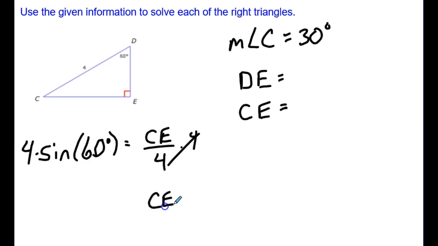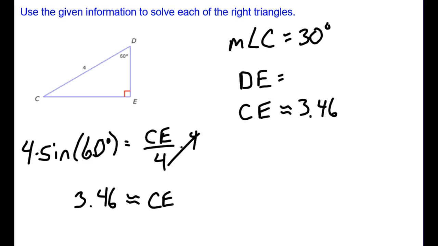So we get CE is equal to, now you want to make sure if you're using your calculator that it's in degree mode, and if you type in 4 times the sine of 60 degrees, you get approximately 3.46. Normally we round to 2 decimal places, and I should not have an equal sign there. That should be approximately, because we rounded that to 2 decimal places. So I'm going to change that up here, approximately 3.46.